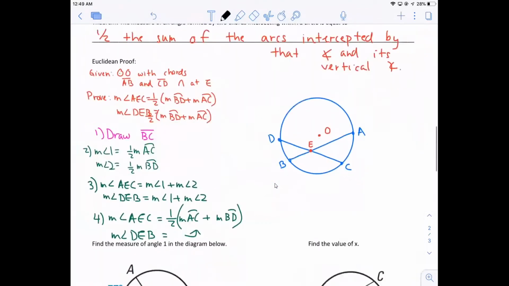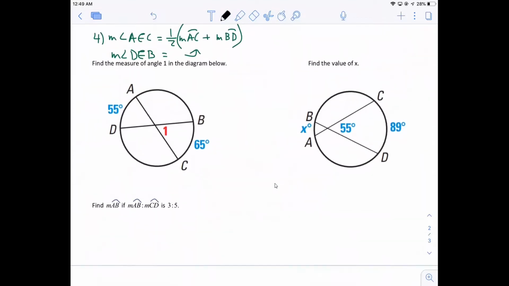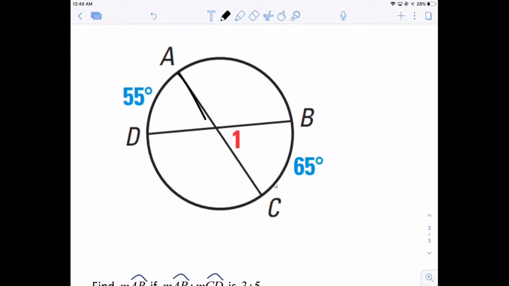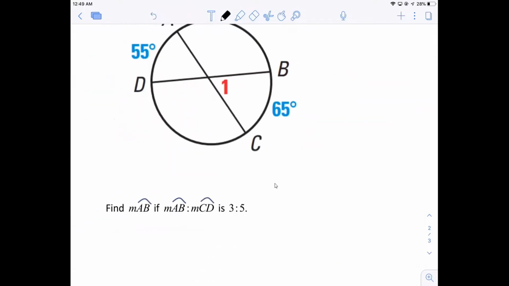All right. So to finish this up, let's practice with this new theorem here. Find the measure of angle 1 in the diagram below. So 2 chords. This angle, therefore, is half of 55 plus 65. All right. Why don't you guys try these on your own? Just check. Hopefully, you're just checking now.